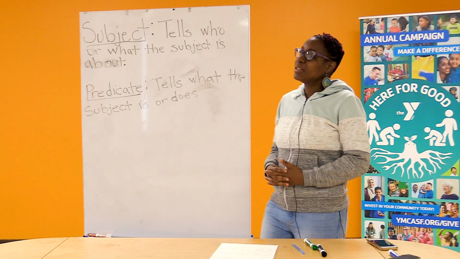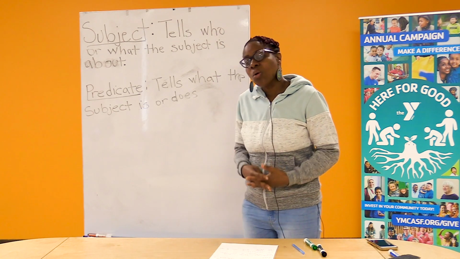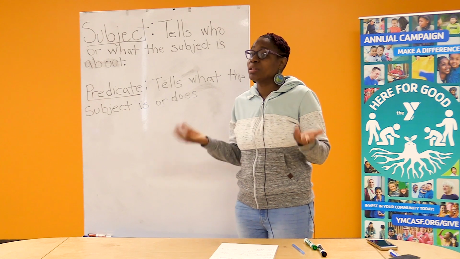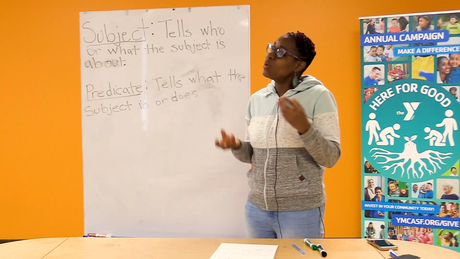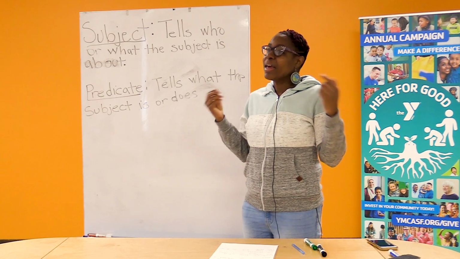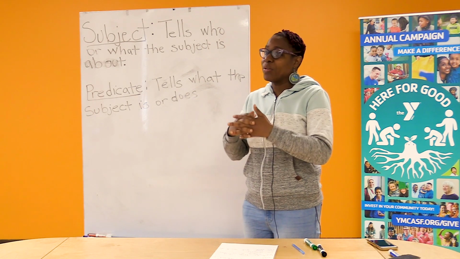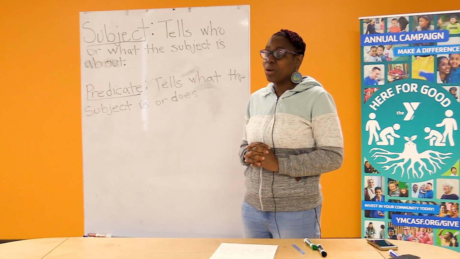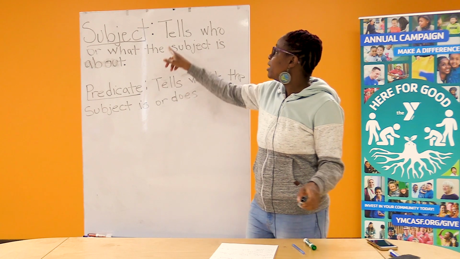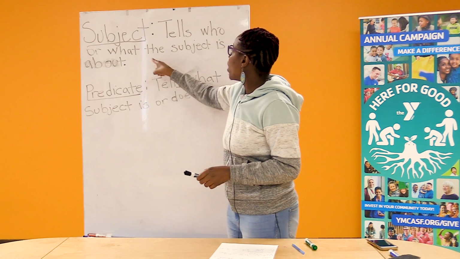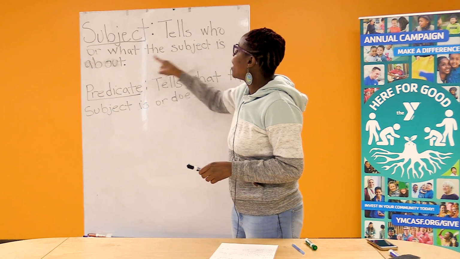Now, in our sentences, you might be wondering, what is a subject and what is a predicate in a sentence? You can't have one without the other, and later on in the lesson, we'll go over that. So, to start, the subject tells who or what the subject is about.